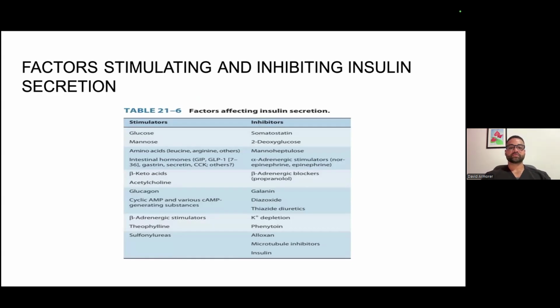The inhibitors, you have your somatostatin, you have deoxyglucose, mannoheptulose, alpha-adrenergic stimulators, so norepinephrine, epinephrine. You have your beta-adrenergic blockers. You have different things such as thiazide diuretics, potassium depletion, phenytoin, as well as insulin.